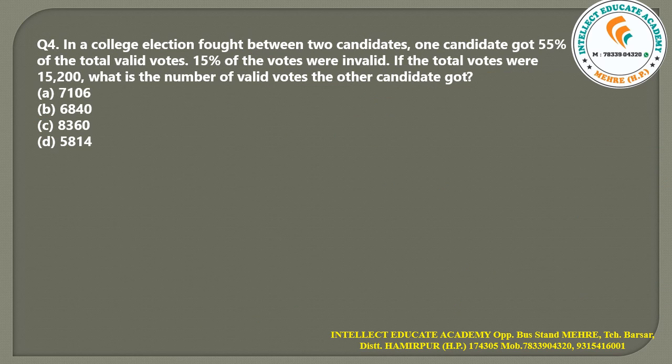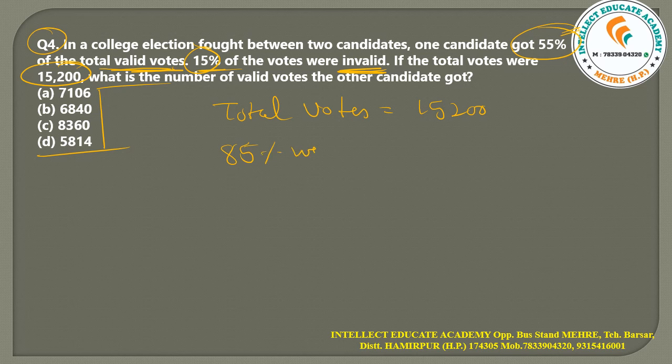Let's take another example. In a college election fought between two candidates, one candidate got 55% of the total valid votes. 15% of the votes were invalid. If the total number of votes were 15,200, what is the number of valid votes got by the other candidate? So in this, one candidate got 55% of the total valid votes. 15% were invalid. So how many total votes were cast? 15,200, and 15% were invalid. So how much were valid? 85% were valid votes.